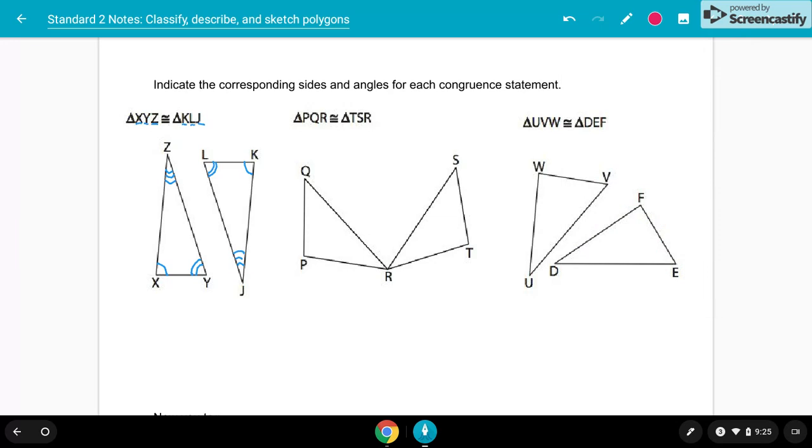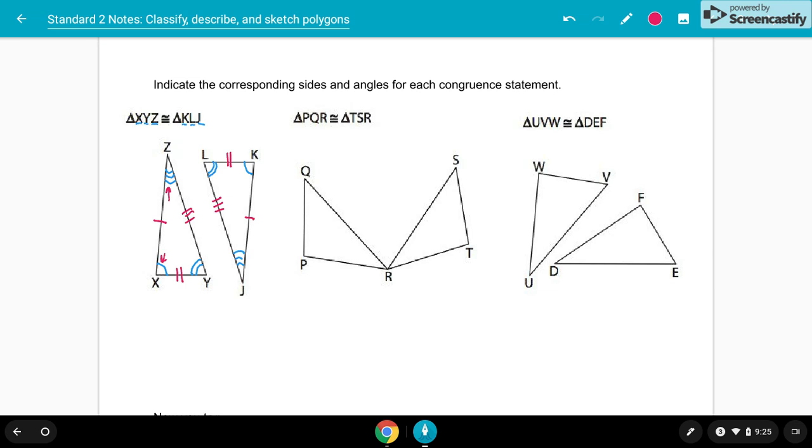I'm just going to start wherever, and put a dash on XZ. Which side is congruent to that on the other triangle? Well, it's in between the single and triple, so that's going to be side KJ. This side is congruent to this side, and we've got 3 and 3. That's what we're doing here.